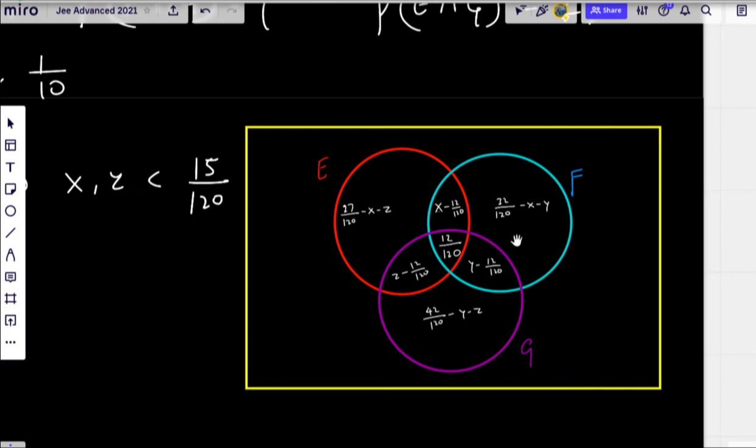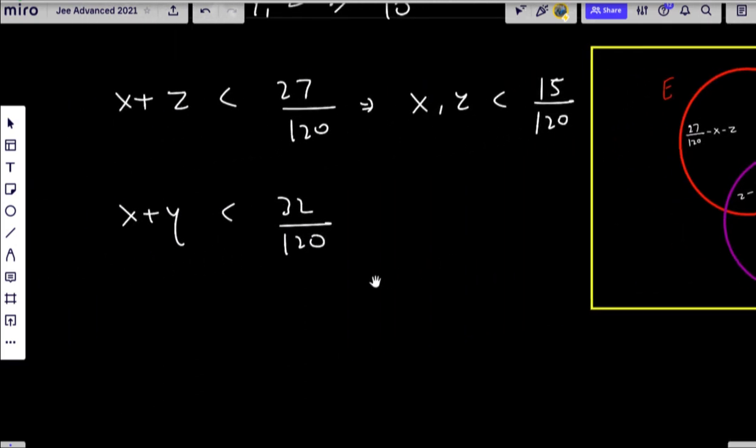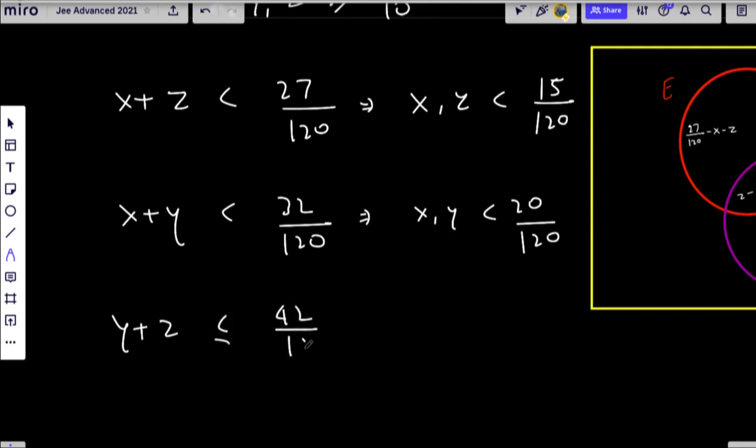So this part is x plus y. So what we say here, 32 minus 120. Okay, fine. So this implies that x comma y is less than 20 upon 120, right? 20 upon 120 separately. And what about y plus z? It is less or equal to 42 upon 120, and this implies that y comma z is less than 30 upon 120.